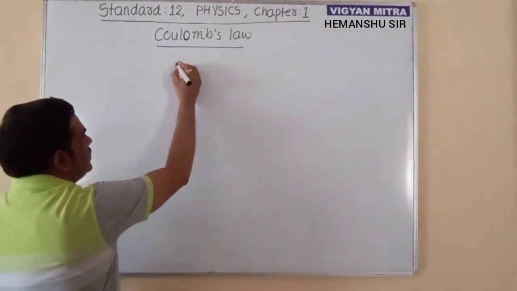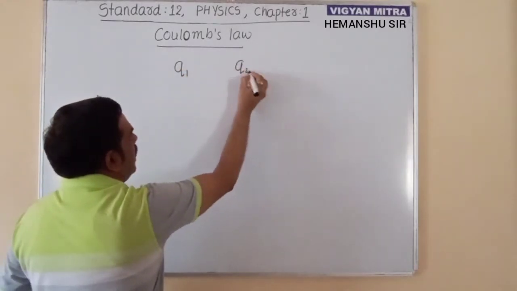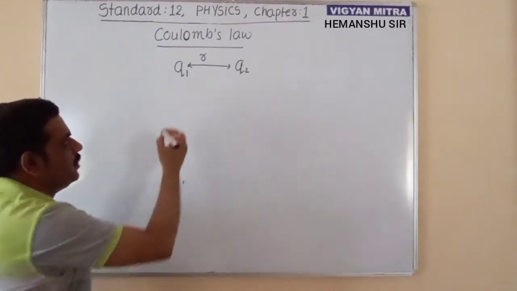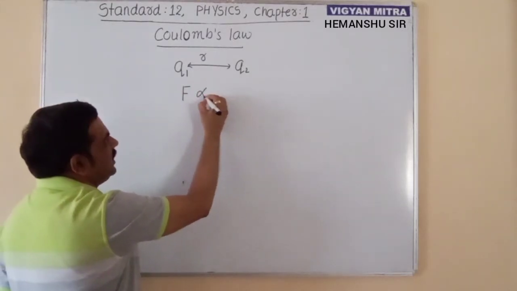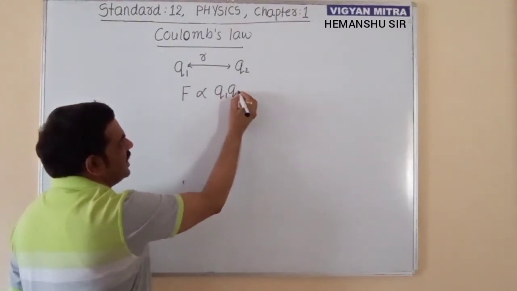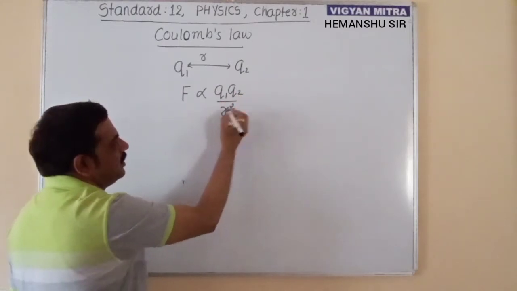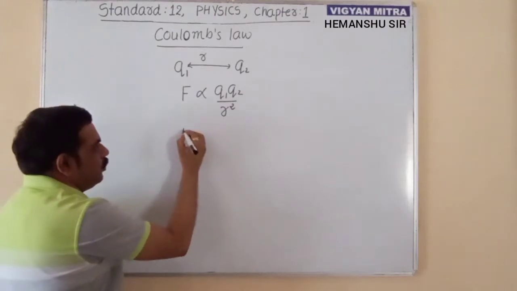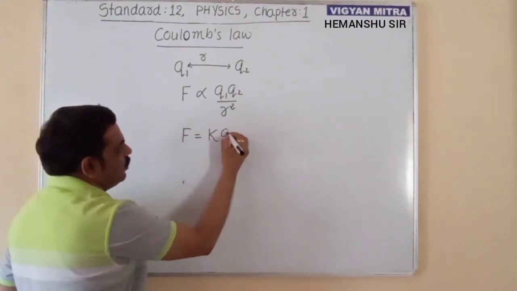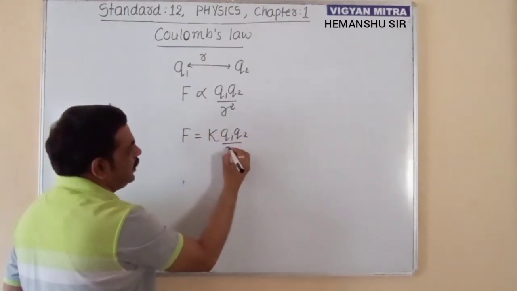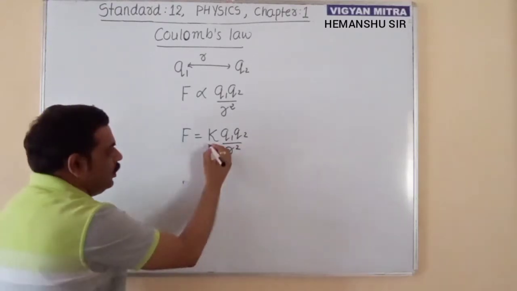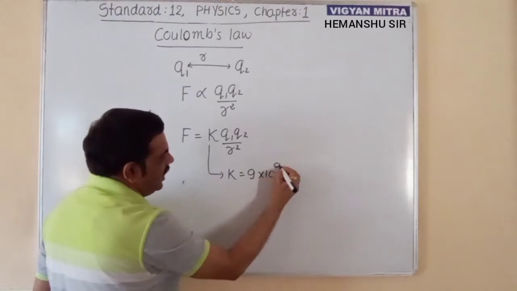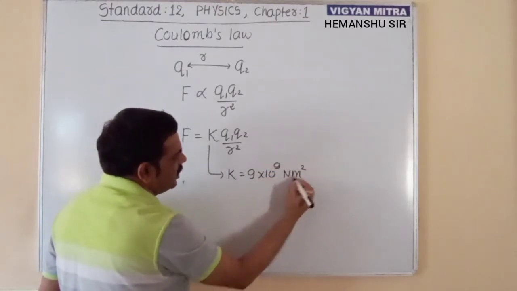Suppose two charges Q1 and Q2 are separated by distance r. Then according to Coulomb's law, the force is directly proportional to the product of charges and inversely proportional to the square of the distance between these two charges. Here, the proportionality constant K is known as the Coulomb's constant or electrostatic constant. The value of K is taken as 9 into 10 to the power 9 and unit is Newton meter square per Coulomb square.